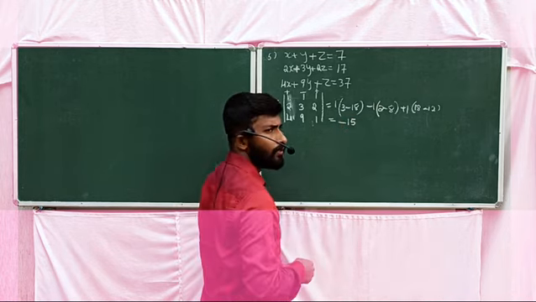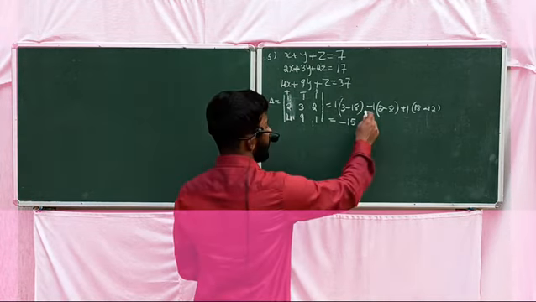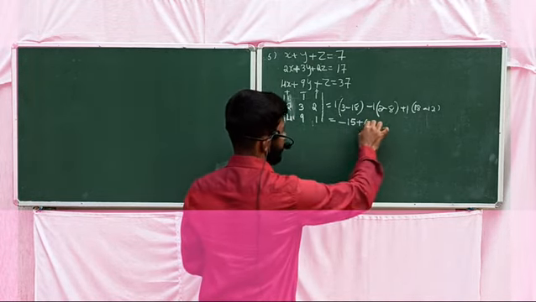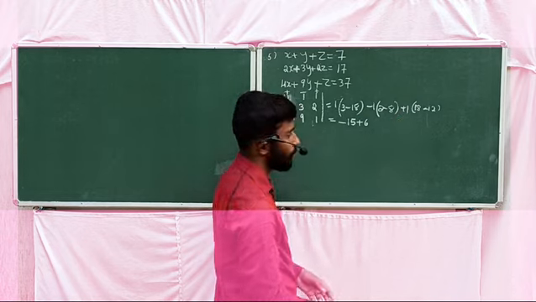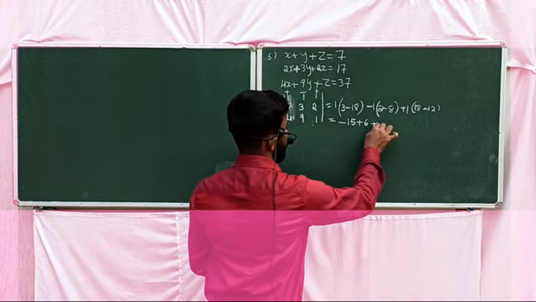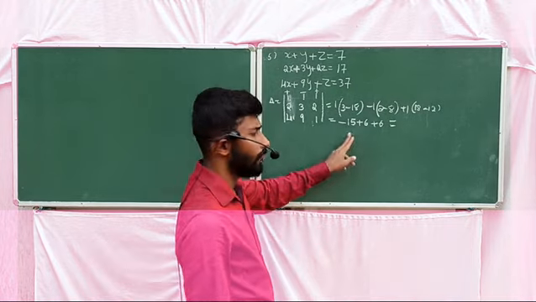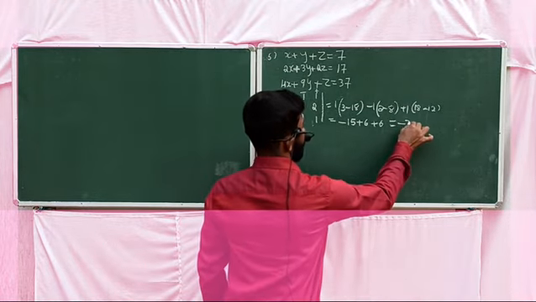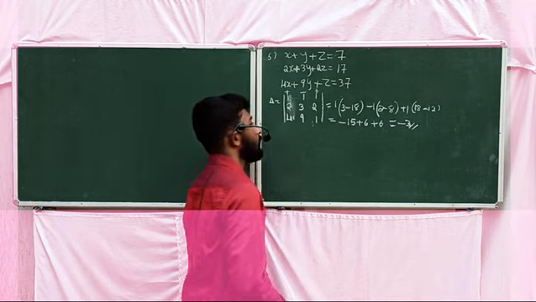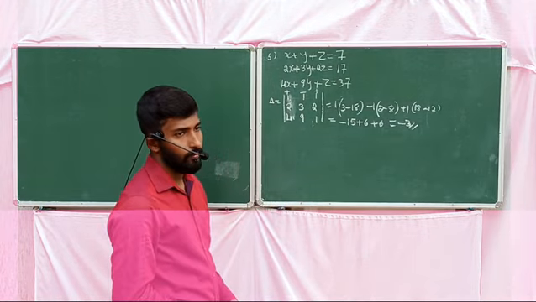Simplify this one. This is equal to 18 minus 3, which is minus 15. 2 minus 8 is minus 6, into minus 1, it's plus 6. And 18 minus 12 is 6, so again plus 6. Now 12 minus 15 is equal to minus 3. Therefore, the delta value is equal to minus 3.